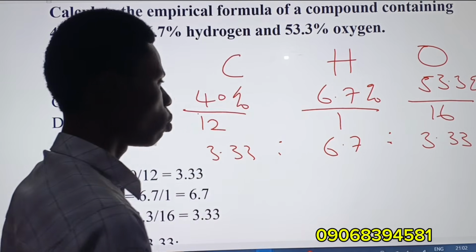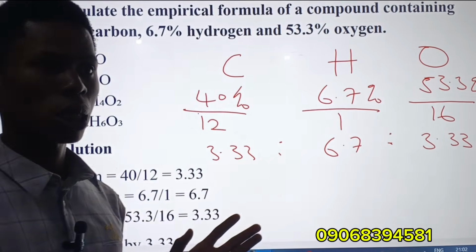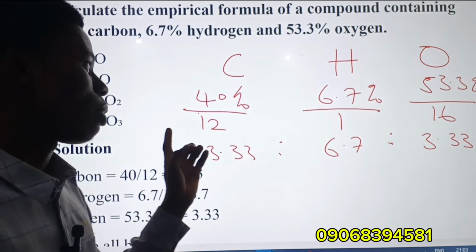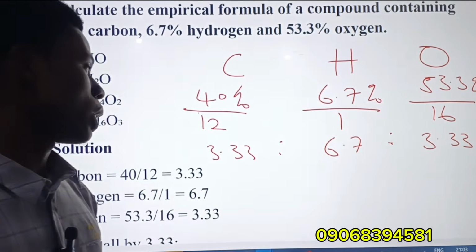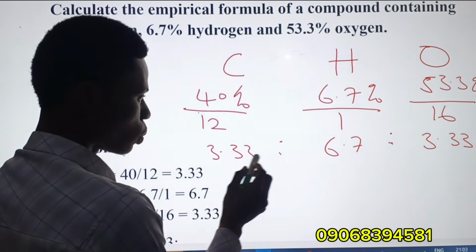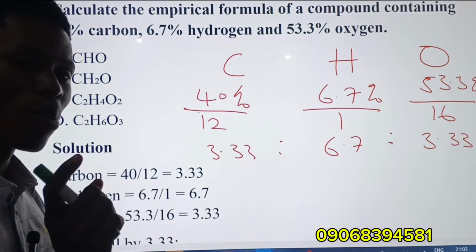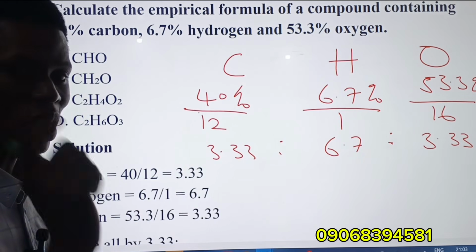At this point, you're almost done. The first thing I did was to write their percentage abundance. After that, I divided by their molar masses. Then the next thing I'm to do now, are you seeing these values I got after division? You just look for the smallest number among them and divide through by that smallest number.